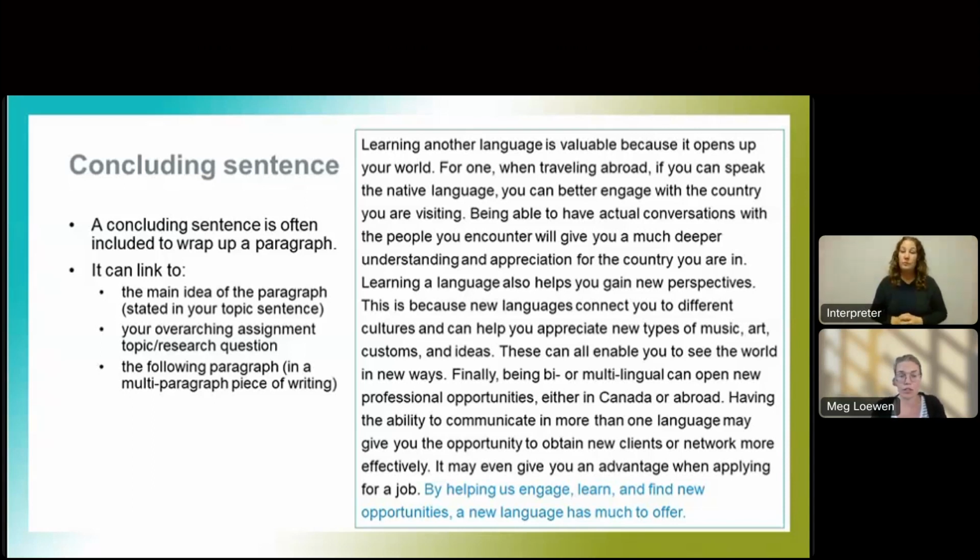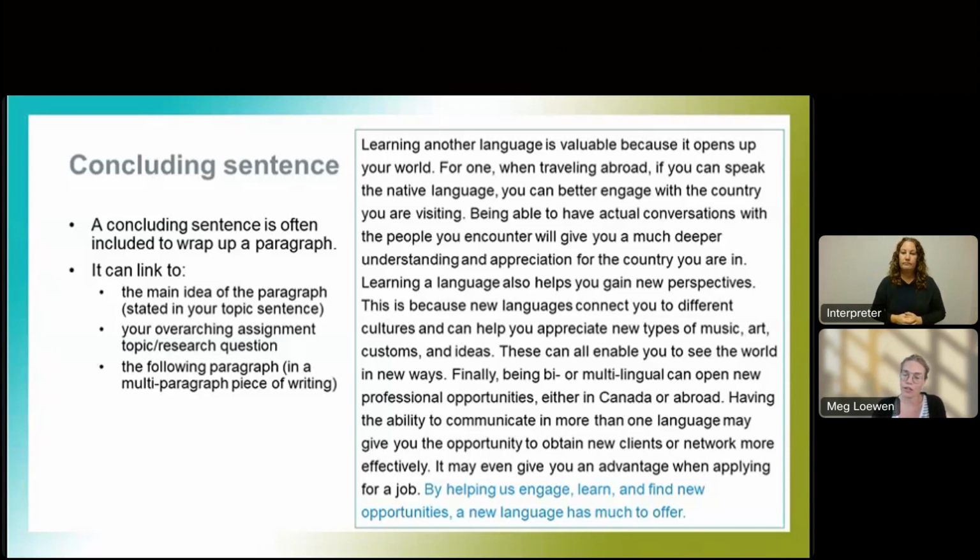Your concluding sentence could also link to the overarching assignment, topic, or research question that you've been given. Or sometimes you might see that your concluding sentence links to the next paragraph in a multi-paragraph piece of writing. So sometimes in a full essay, you'll see the last sentence of a paragraph linked to the next topic of the following paragraph. That is a strategy that's also often used.